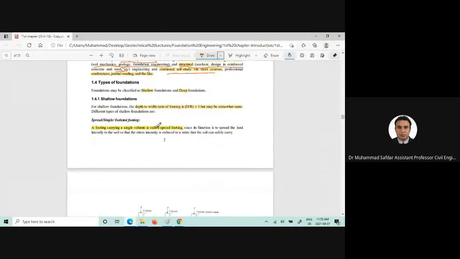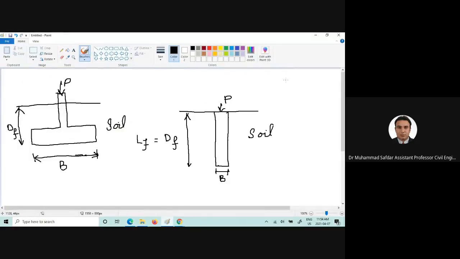Now there are two types of foundations. Let me show you something here. Here you can see the shallow foundations, you can note down this information if you want. This is the shallow foundation. So there are two types of foundations. One is the shallow foundation and one is the deep foundation.